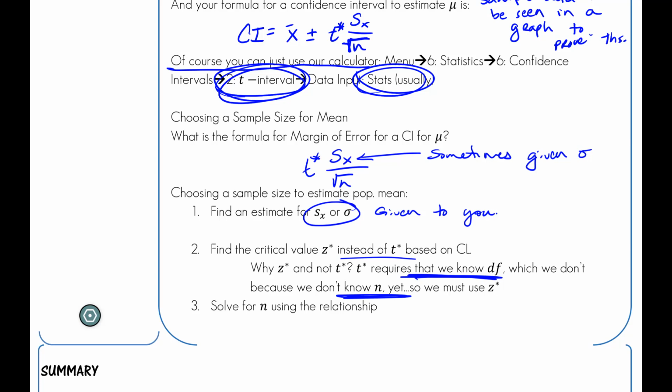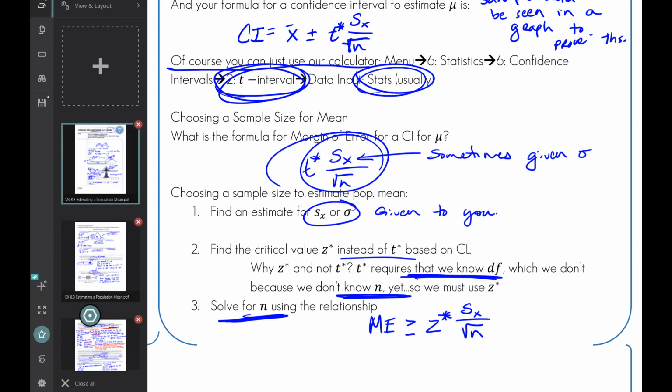So that means you're going to have to draw that normal curve and try to use the z table, but I'll show you a shortcut. Now we can also just plug in the things we're going to replace into this formula, and we're going to use the relationship that the margin of error is greater than or equal to z star times s sub x over square root n, and then solve for that sample size. All right, so let's take a look real quick at this example. It's going to go real fast, okay?